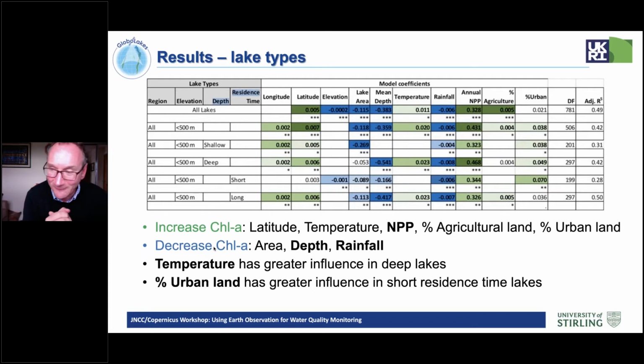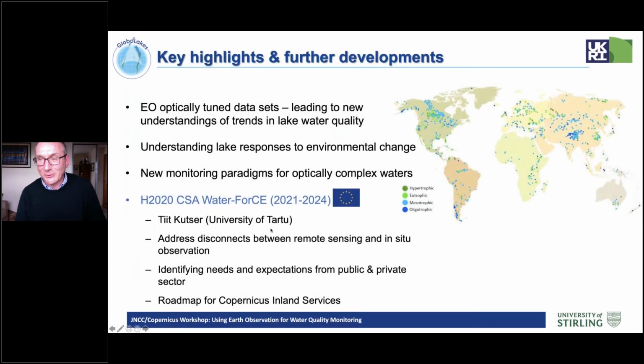Decreasing chlorophyll, very much associated with the area of the lake and the depth of that lake, but also variations in rainfall. Equally, you can identify what each individual driver might be changing. So temperature seems to have a greater influence on deep lakes, for example, in terms of its ecological or chlorophyll concentrations, and percentage urban land seems to influence lakes in particular, which have a short residence time and water flowing through them. Okay, so I think I've probably run out of time there.